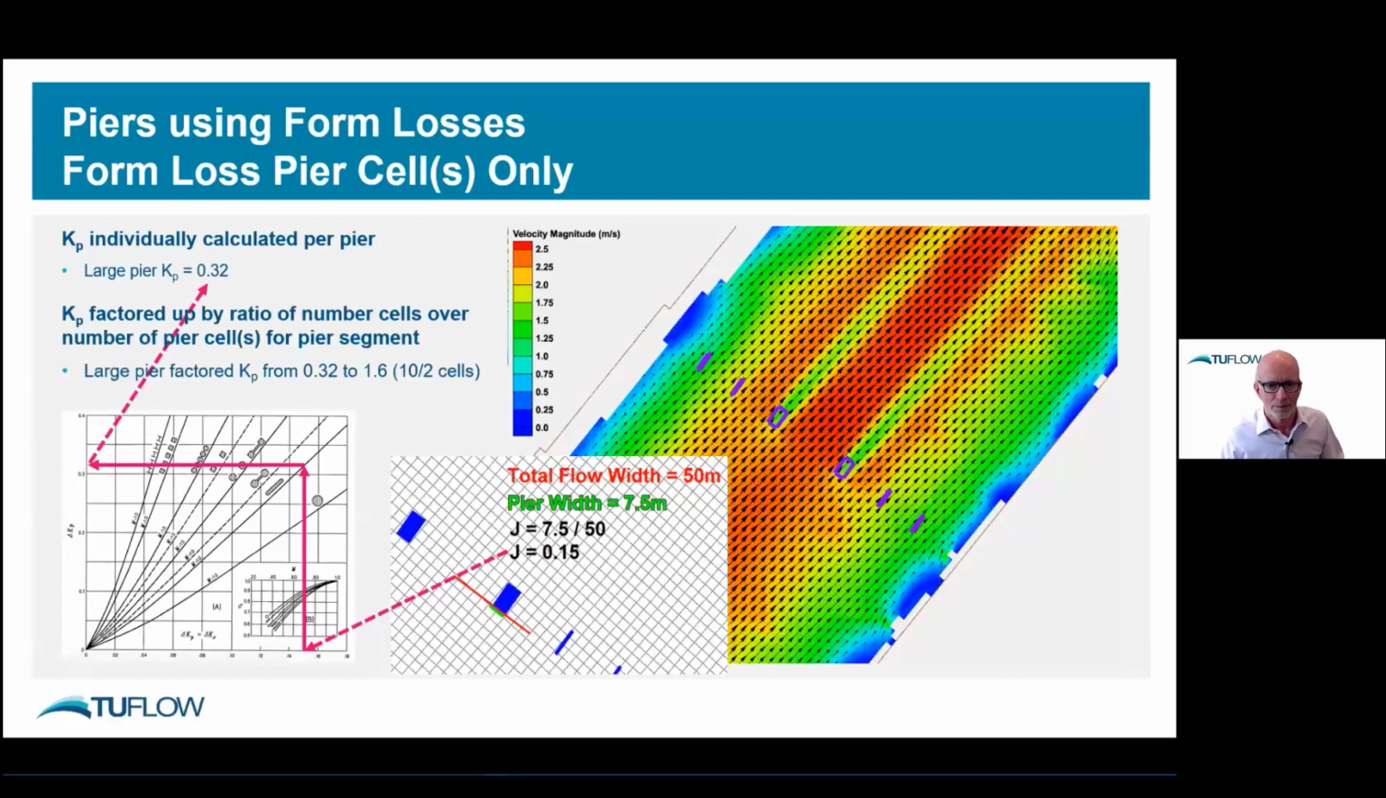Then what you can do is, because we're going to apply that to 2 cells, and this red line represents 10 cells, you can factor up that 0.32 by a factor of 5, 10 on 2, and you get a value of 1.6. So we apply a KP of 1.6 to that pier.